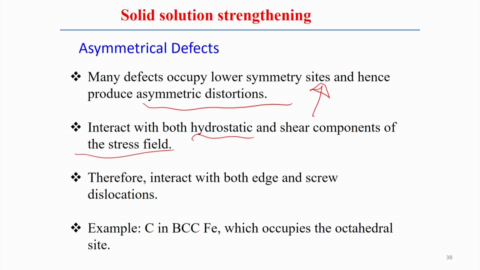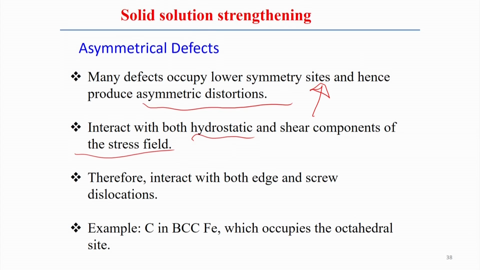Therefore, when the hydrostatic and shear component stress field produces the asymmetric distortion, the interaction with both edge and screw dislocations happens, because screw dislocation produces a pure shear field, and edge dislocation creates both the shear field as well as the volumetric strain field. So that's why it interacts with both the edge and screw dislocations.